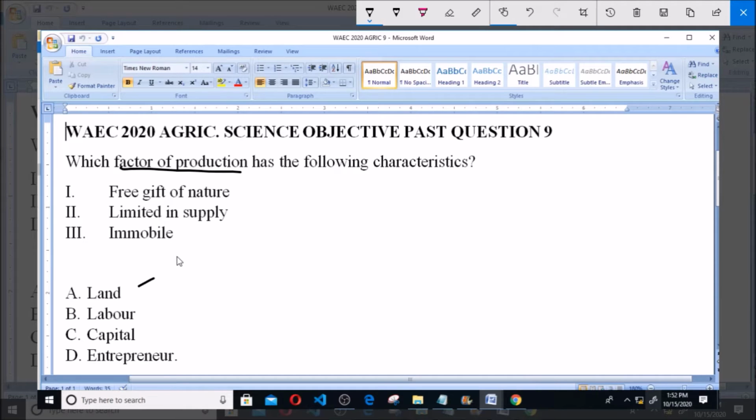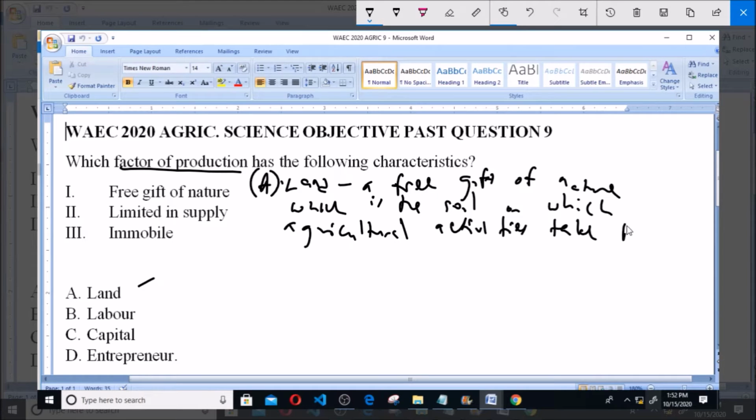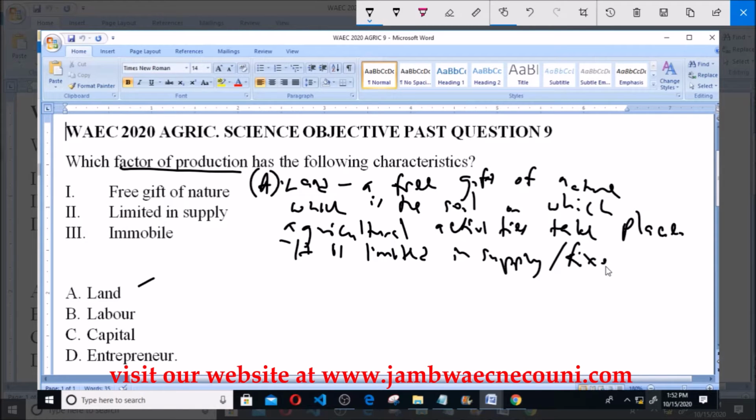Now option A is land, and land is defined as a free gift of nature, which is the soil on which agricultural activities take place. Now, an important characteristic of land to note is that it is limited in terms of supply. Okay, that means it is fixed and it cannot be replaced once it is exhausted.